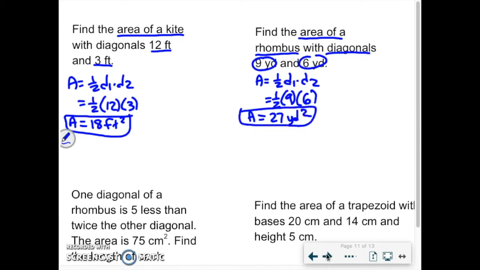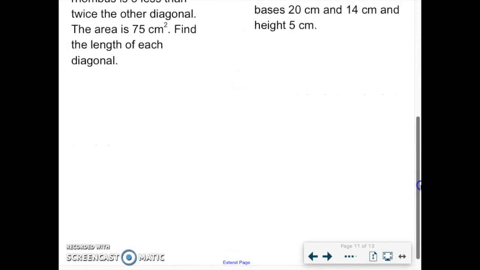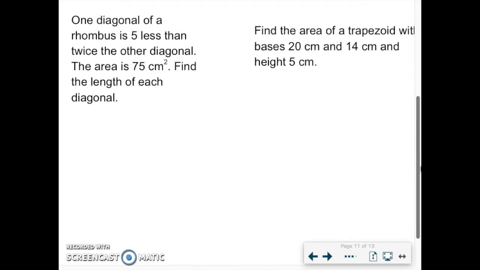Now we're into a tougher word problem. We're getting near the end of the notes, but this one is more of a challenging type because they don't give us a ton of information here. They kind of come at this a different way. This one says one diagonal of a rhombus is 5 less than twice the other diagonal. That's going to be something we'll need to use algebra to represent. So we'll come back to that one.